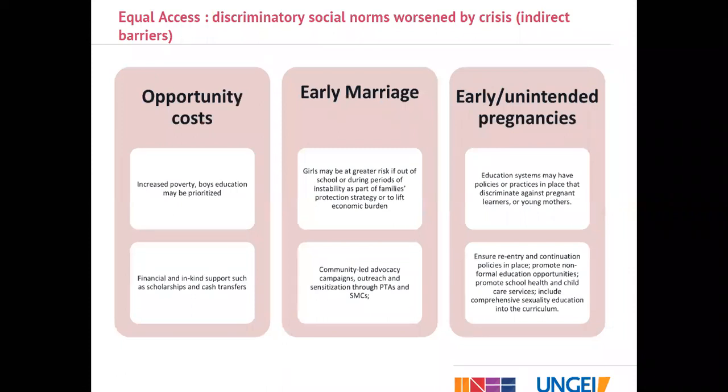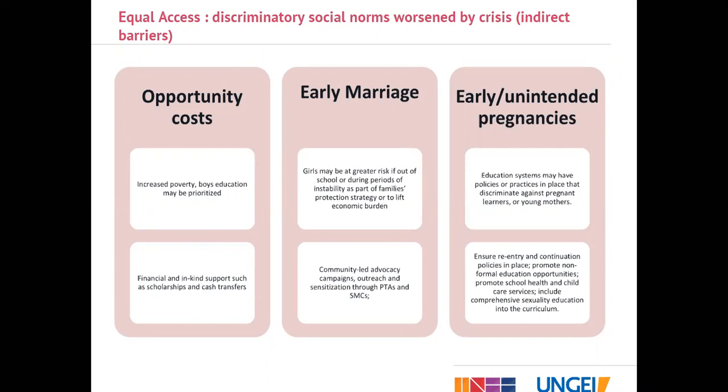There are, of course, barriers to education that result indirectly from conflict and crisis in the form of discriminatory social norms, which usually become worse in such contexts. So these can include opportunity costs, where boys' education can often be prioritized as poverty increases during instability. Secondly, early marriage, which can often form part of a family's protection strategy to minimize their economic burden in times of instability. And then there's also early or unintended pregnancy.